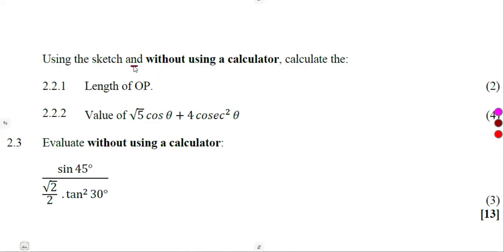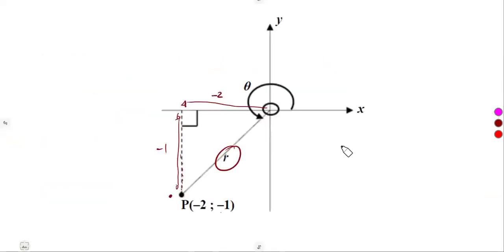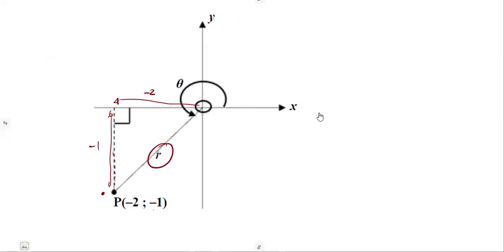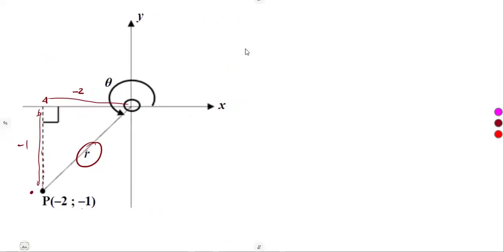Using the sketch and without using a calculator. The calculator is not there. Calculate the length OP. Let me write it down. 2.2.1, the length of OP, which is this one. So the length of OP, that is the R that we are given.